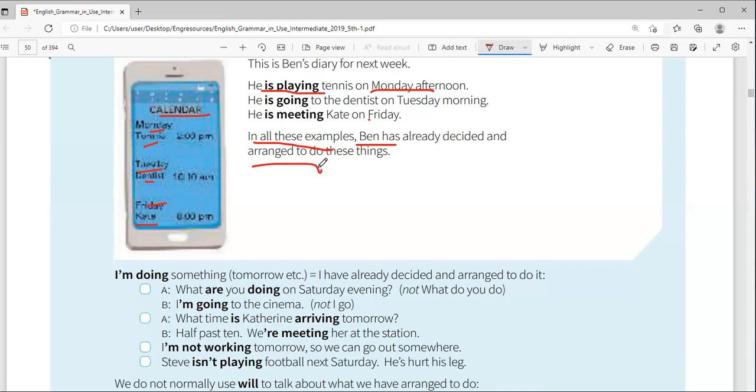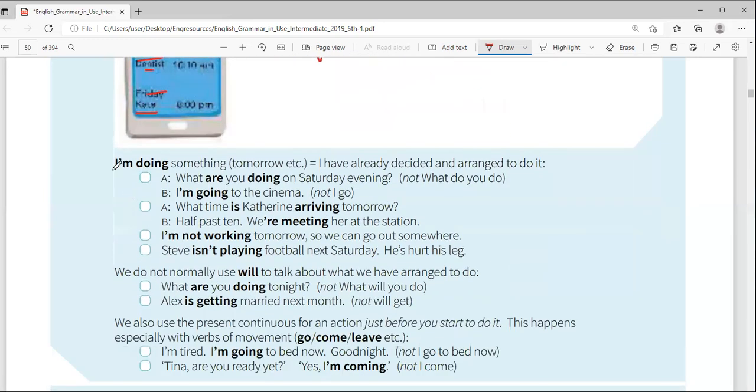So you see, in all these things, a decision has been made, and the decision was made in the past. So you are only telling people what the decisions are. These are your plans. So when you say I am doing something tomorrow or next week or next month, it means I have already decided and arranged to do it.